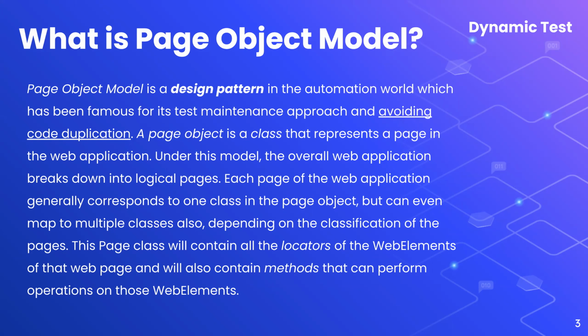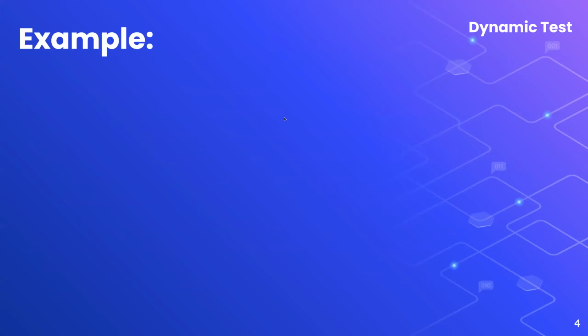Each page of the web application generally corresponds to one class in the page object, but can even map to multiple classes also, depending on the classification of the pages. This page class will contain all the locators of the web elements of the web page and will also contain methods that can perform operations on those web elements. So after we talk about what is page object model, let's see some example.